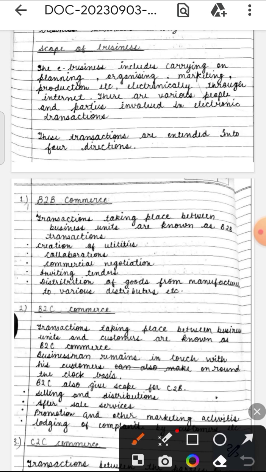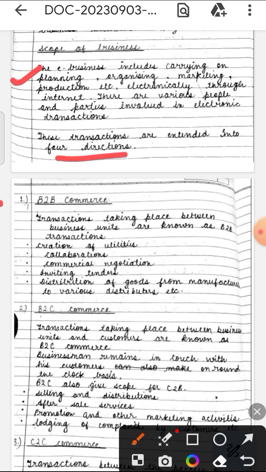Scope of e-business. E-business includes carrying on planning, organizing, marketing, production, etc. electronically through the internet. There are various people and parties involved in electronic transactions. E-business can be done through the internet and the parties involved do the transactions in electronic form. E-business can be done in four directions or four ways.